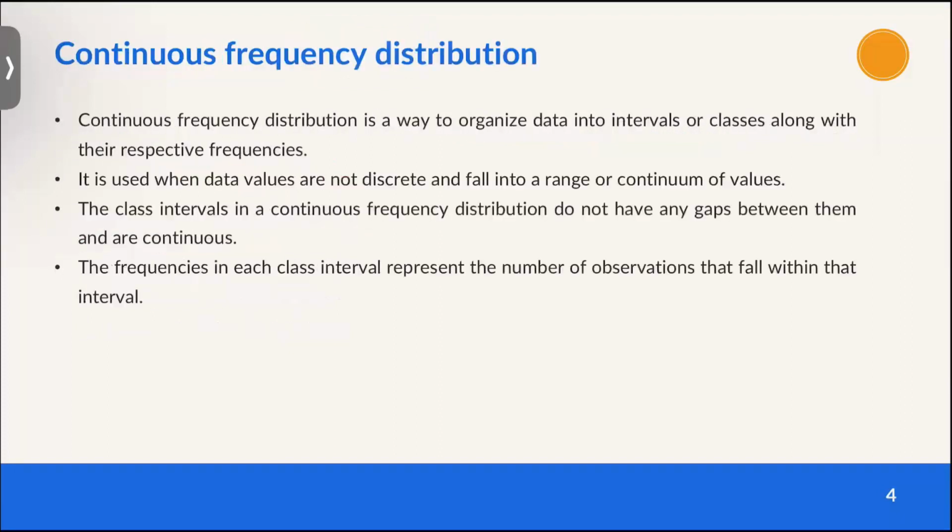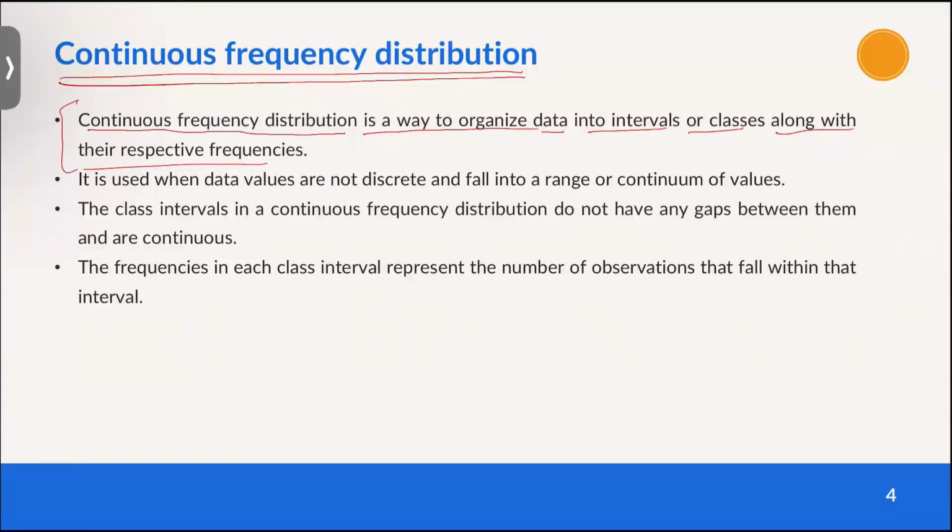Okay. So what is continuous frequency distribution? First, we'll understand what is a continuous frequency distribution before we move on to see how mean deviation is calculated for continuous frequency distribution. So continuous frequency distribution is a way to organize data into intervals or classes along with their respective frequency. So when you see an example, you will understand what this means clearly. It just says that we are organizing data in intervals.